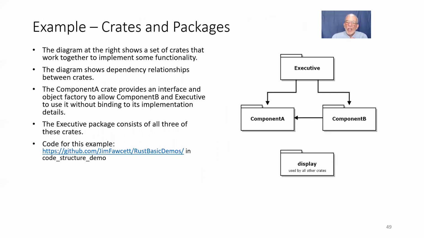I want to take a few minutes to just talk about what I think of as a classic code structure. Here we have an executive. We have a couple of components. One component is an ordinary kind of helper thing that the executive composes. And another one is a component that implements a trait and defines a factory function. And the factory function will create an instance of this component.